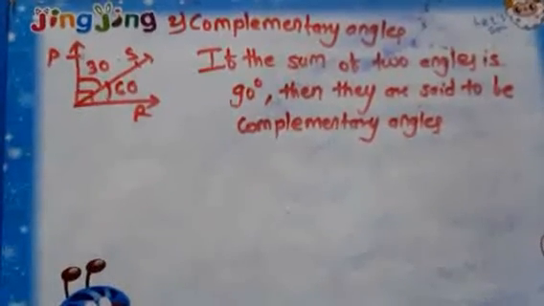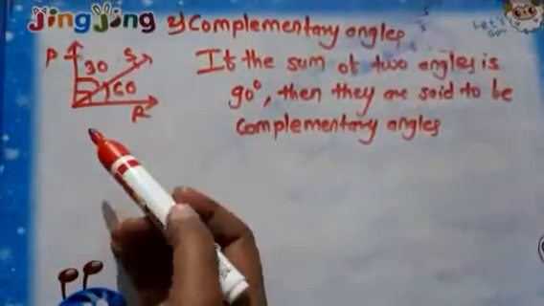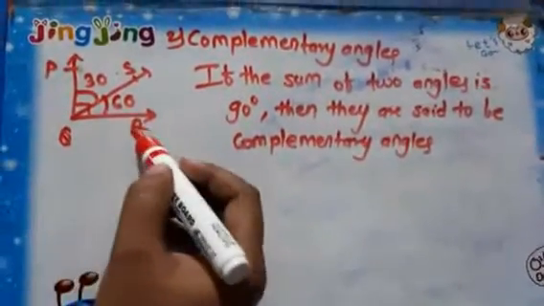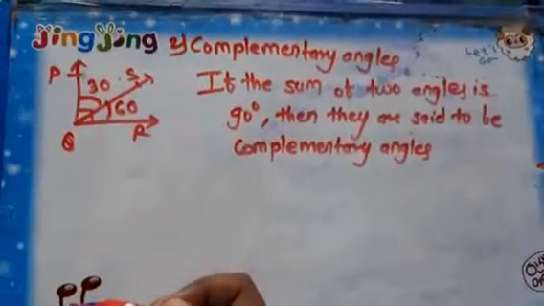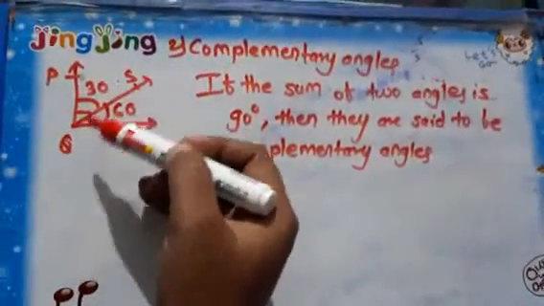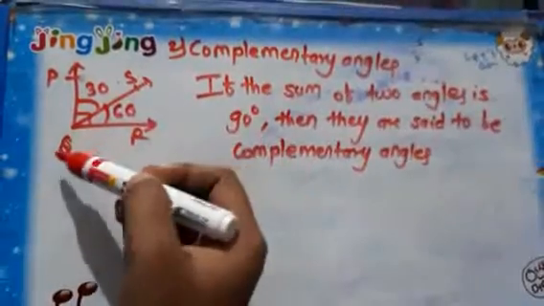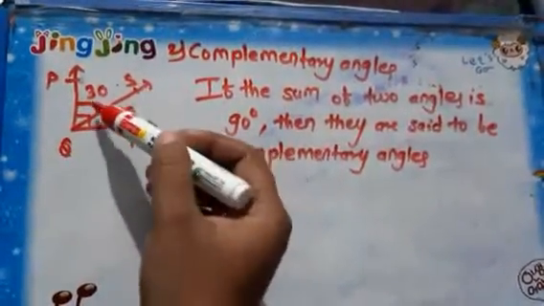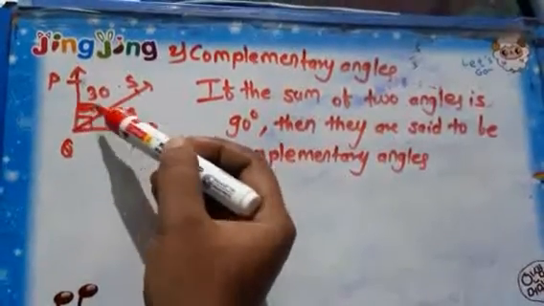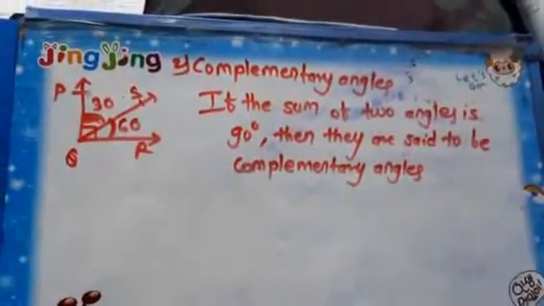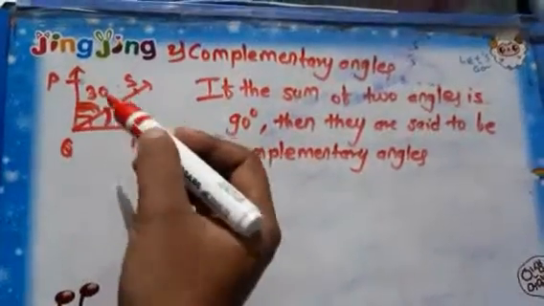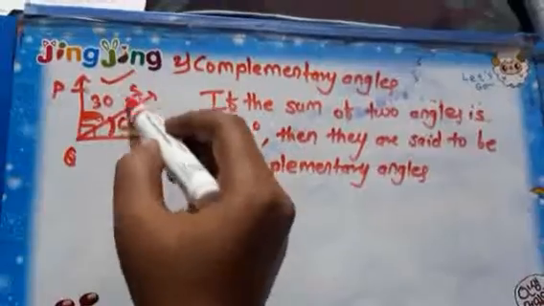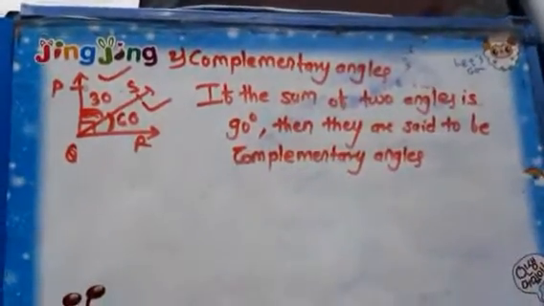complementary angles. For example, see here this diagram PQR. Actually it contains two angles, PQS and SQR. Measure of PQS is 30 degrees. This angle is 30 degrees and this remaining angle is 60 degrees. So if we add this 60 and 30, their addition is 90 degrees. Means this angle and this angle are complementary to each other.